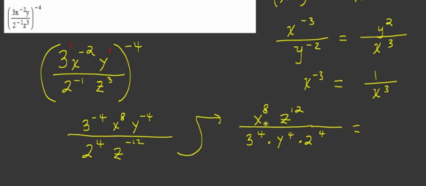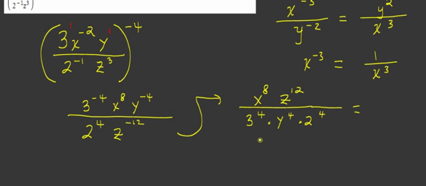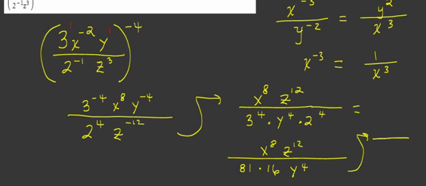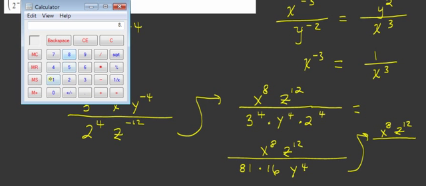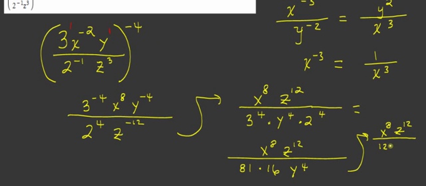Well, I'm pretty much done, except I want to evaluate those constants. So on the top I've got x to the 8th, z to the 12th. On the bottom I've got 3 to the 4th, which is 81, times 2 to the 4th, which is 16, and then times y to the 4th. And then we can just finish it off by having x to the 8th times z to the 12th over, and here's where a calculator comes in very handy, 81 times 16 gives us 1296. So that's 1296 y to the 4th. And that's the answer, simplified with no negative exponents.